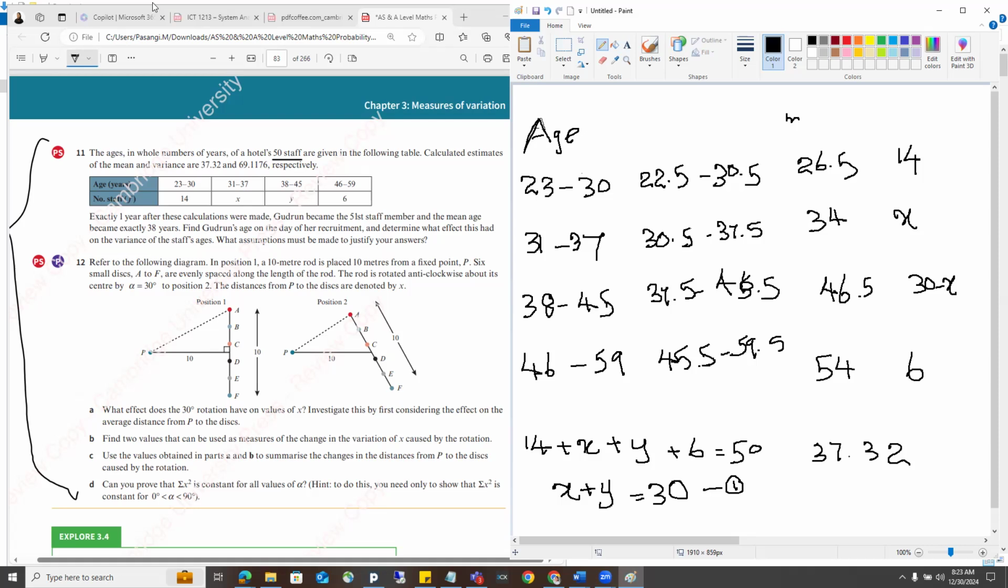In the middle, it is 31 to 37, right? So the gap is 6 now. But the rest, 23 to 30, that is again 7. Here also 38 to 45, that's also 7. 46 to 59, the gaps are not equal here, right? That's the case. Yes. We didn't identify that, no.